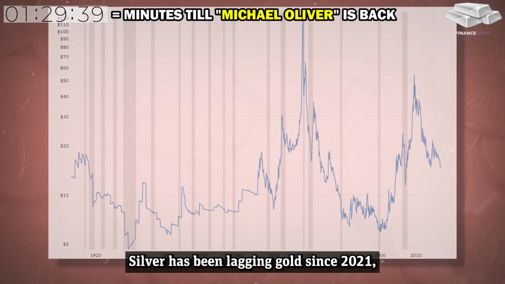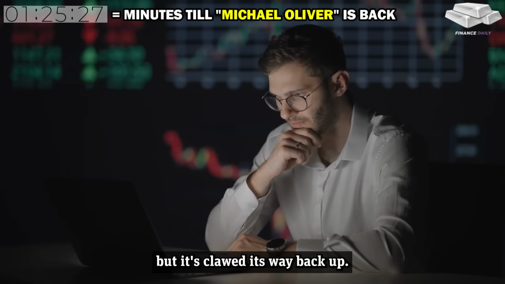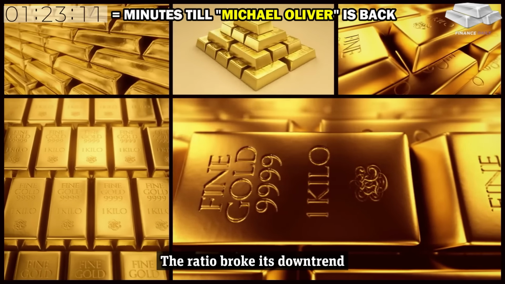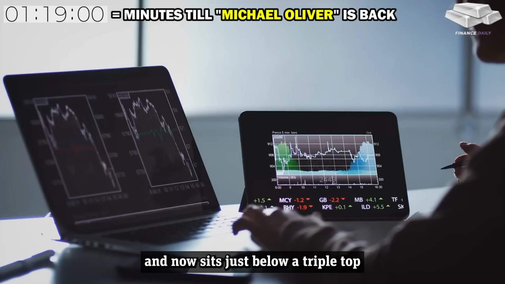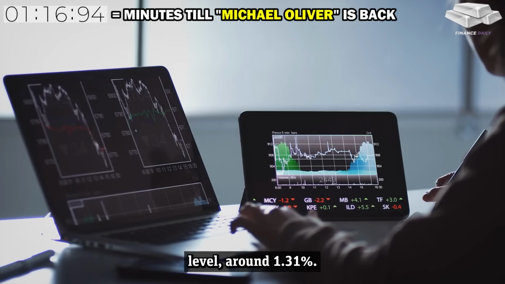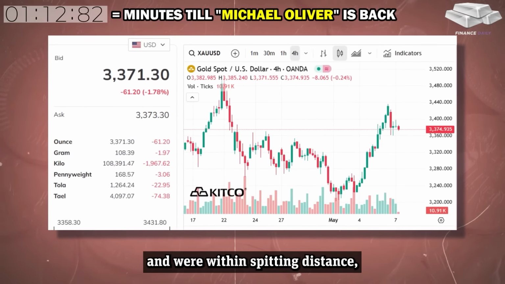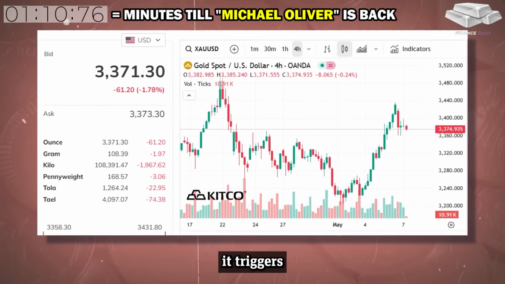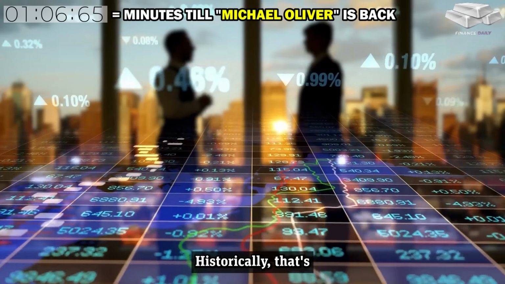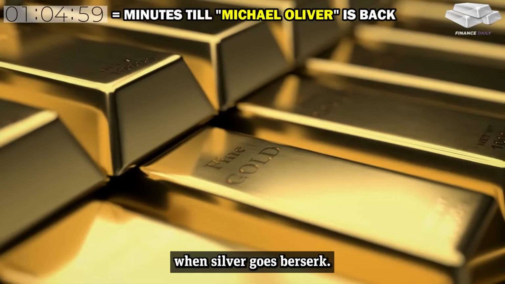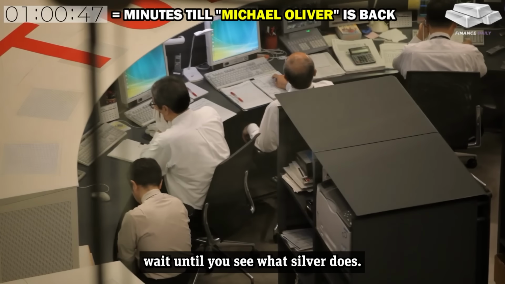On the spread chart, silver has been lagging gold since 2021, but it's clawed its way back up. The ratio broke its downtrend line earlier this year and now sits just below a triple top level around 1.31%. Once it closes above that, and we're within spitting distance, it triggers what technicians call a spread breakout. Historically, that's when silver goes berserk. If you think gold's already moved a lot, wait until you see what silver does.